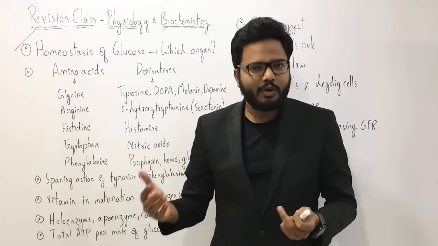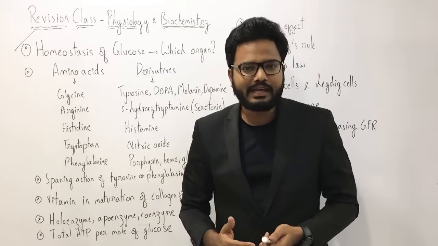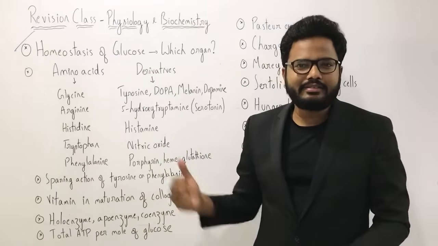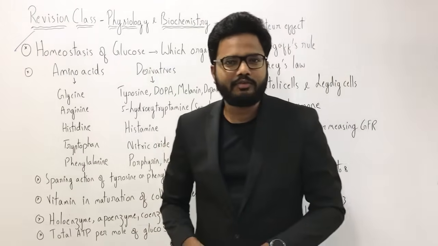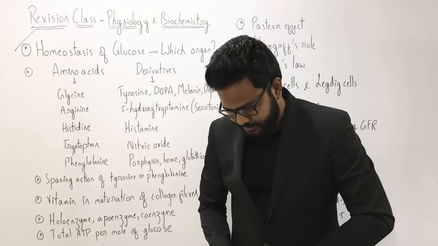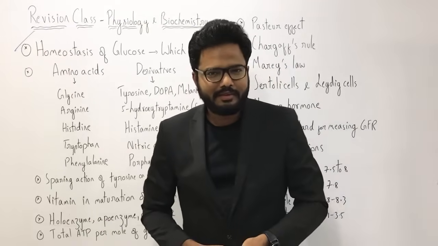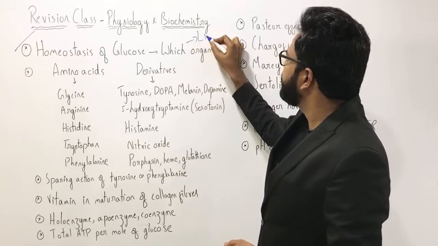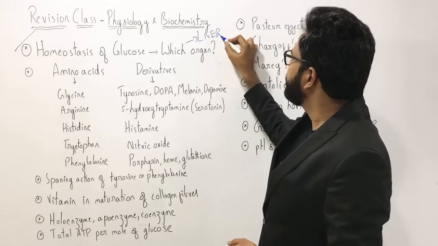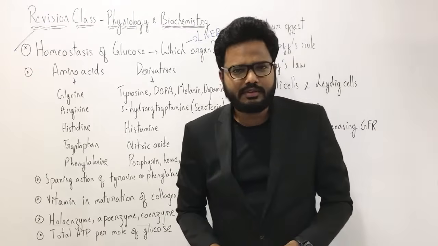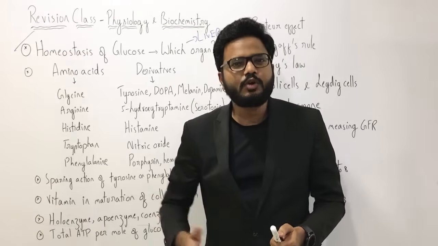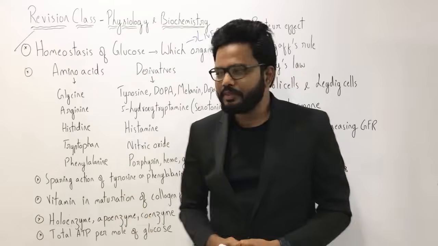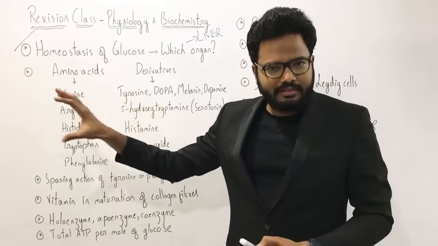It can be gluconeogenesis, glycogenolysis, glycogenesis. So which organ is concerned with homeostasis of glucose? Quite simple, isn't it? So liver. Good. So you might have heard of these terms: glycogenesis, gluconeogenesis, glycogenolysis, etc. Right? Good. Now I have a matching for you.